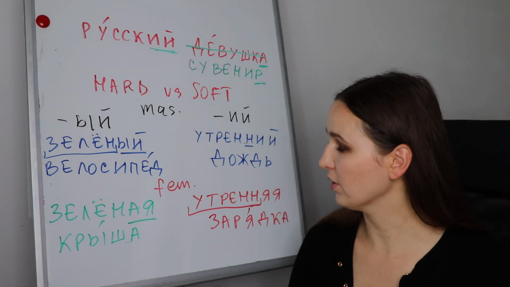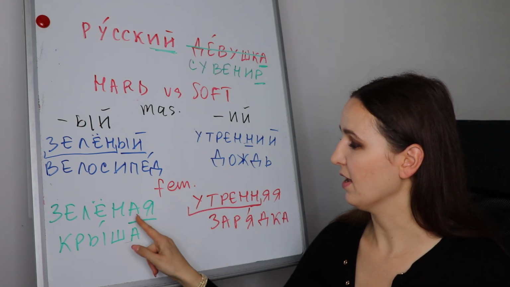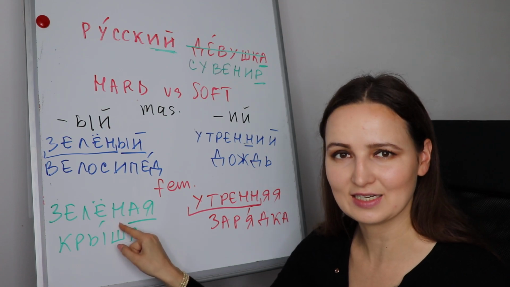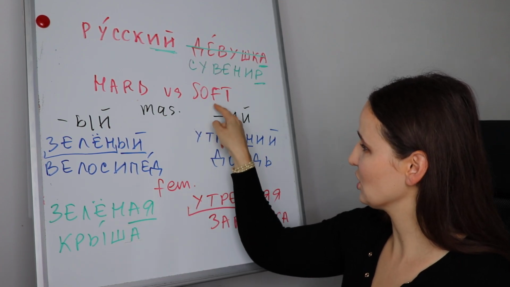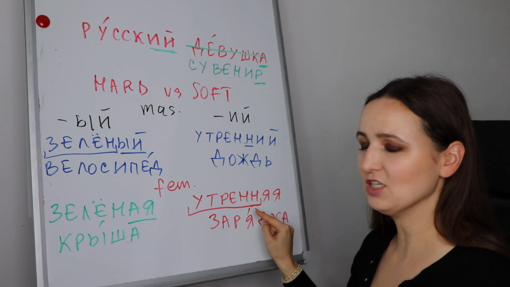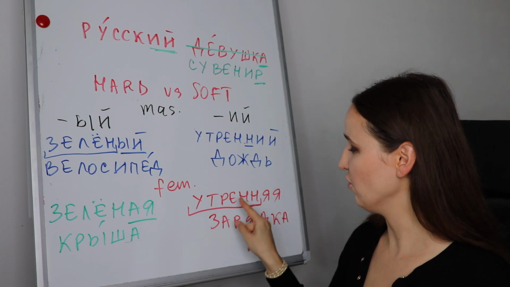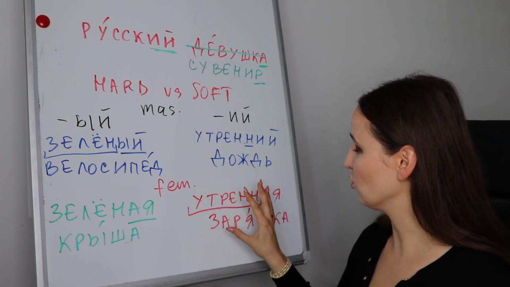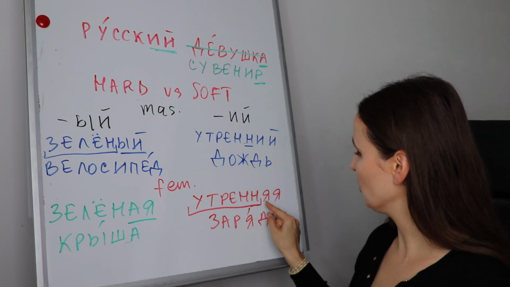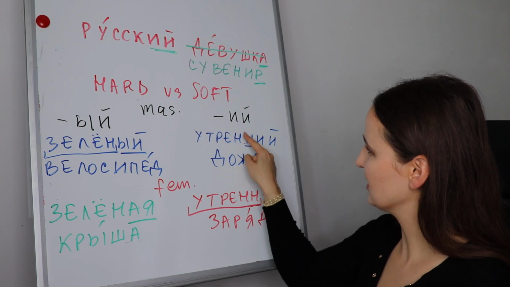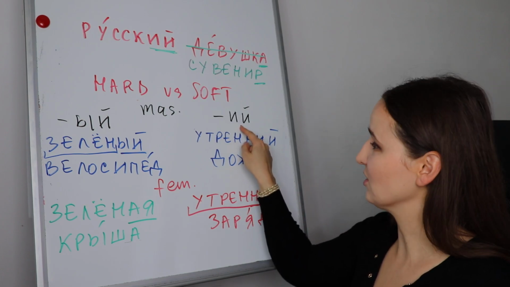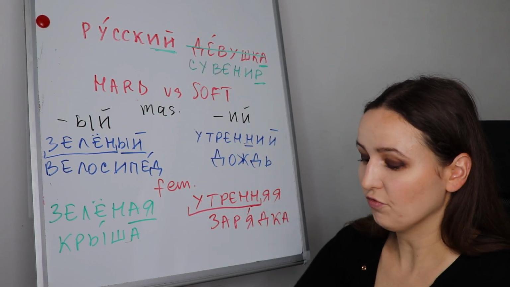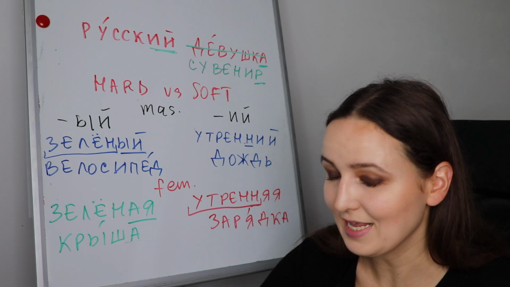Okay. So, feminine, hard is ая ending because N here is hard. And feminine soft is яя ending because N here is soft. If you can't hear the difference, you can hear that this one is soft, just memorize that утренняя is soft. It will be used with soft endings. Soft endings are for masculine ий, for feminine яя, and for neuter is ее.